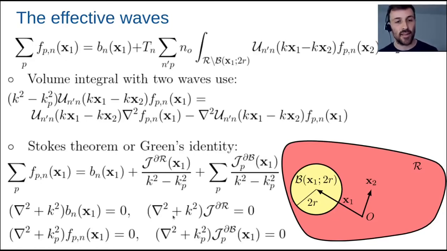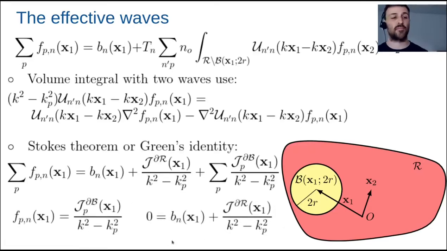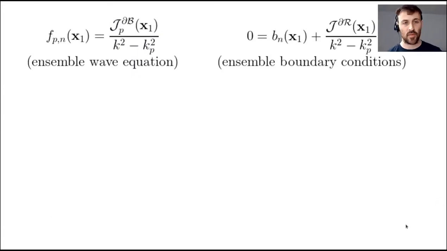With a Bn from the incident wave satisfying a wave equation with wave number k, and the integral over the whole material satisfies a wave equation with k, and the others satisfy wave equations with wave number kp. That allows you to split this equation into two separate equations. So these two equations are very cool now that they're separate.